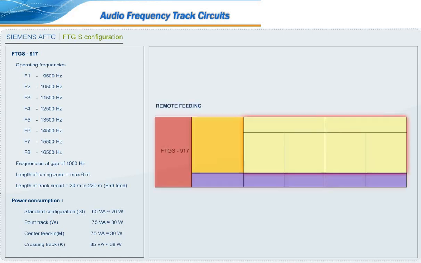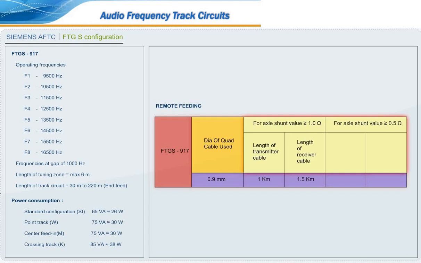Remote feeding FTGS 917. Diameter of quad cable used is 0.9 millimeter. For axle shunt, value is greater than or equal to 1.0 ohm. Length of transmitter cable is 1 km. Length of receiver cable 1.5 km.